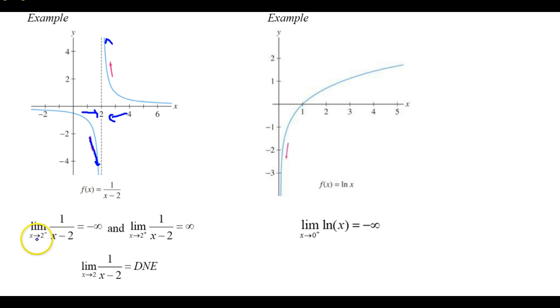Now we've considered the limit from the left and the limit from the right. So now let's look at the limit as x approaches 2 of 1 over x minus 2. So this is a two-sided limit. So notice as I approach from the left, I go to negative infinity, and from the right, I go to positive infinity. So this limit does not exist.